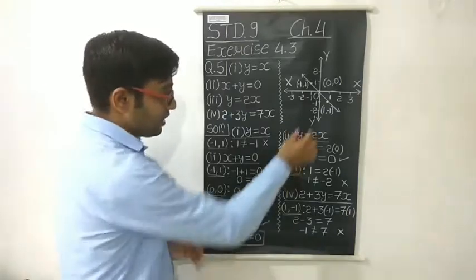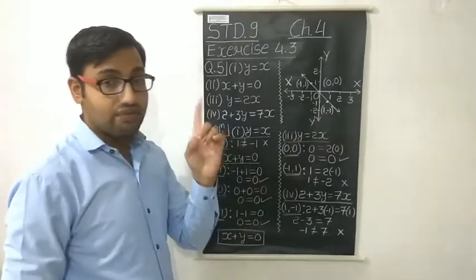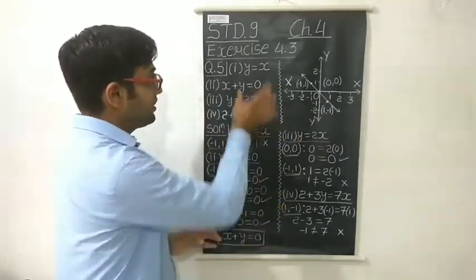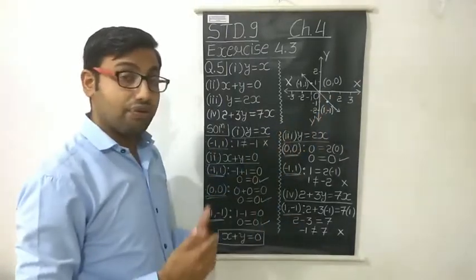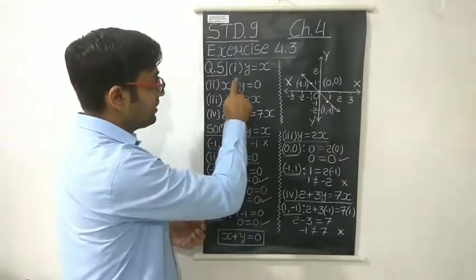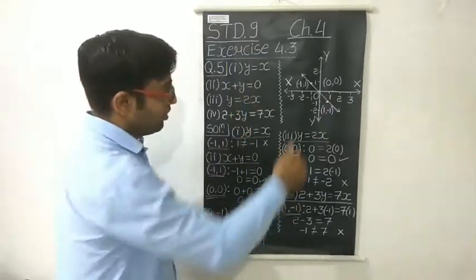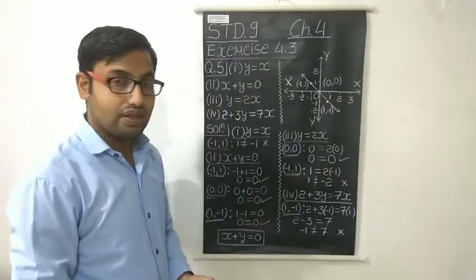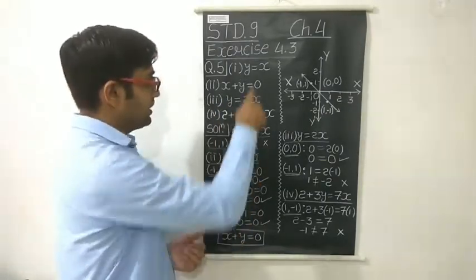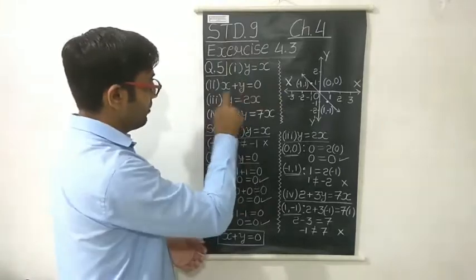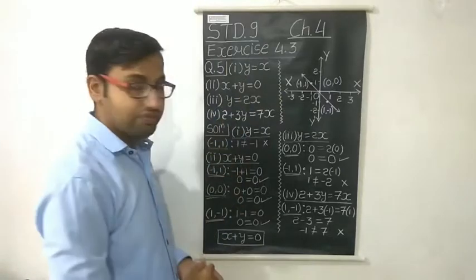Now we do not have to check the other 2 points. If any one point cannot satisfy the equation, we do not need to check the other points. From here we can write that this equation is not of this graph. Understand? Let us take the second equation. The first one is cancelled. Now the second one is x plus y equals 0.